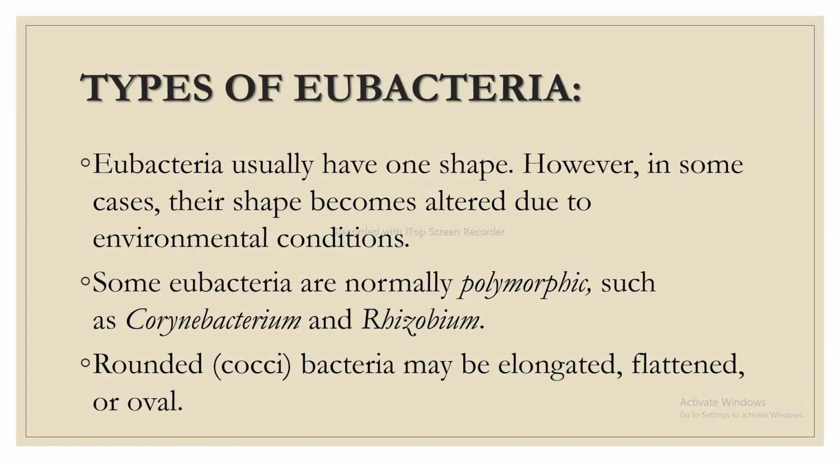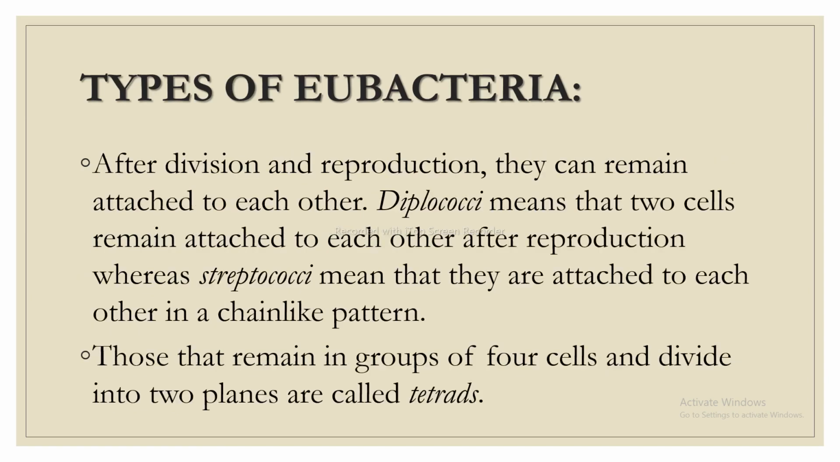Corynebacterium and Rhizobium. And next are rounded bacteria, which may be elongated, flattened, or oval. After division and reproduction, they remain attached to each other. Diplococcus means that the two cells remain attached to each other after reproduction, whereas Streptococcus means that they are attached to each other in a chain-like pattern.